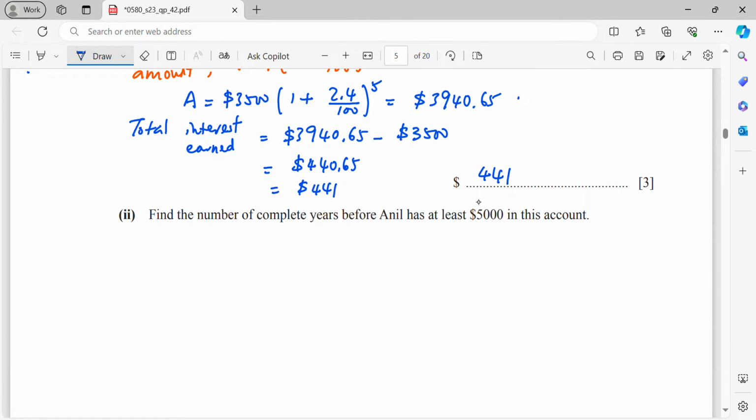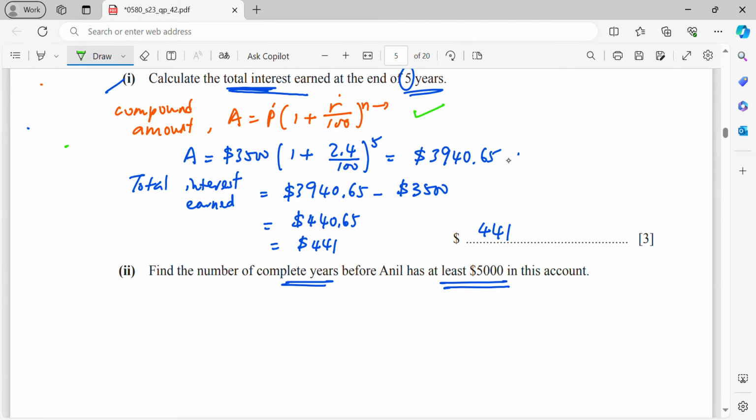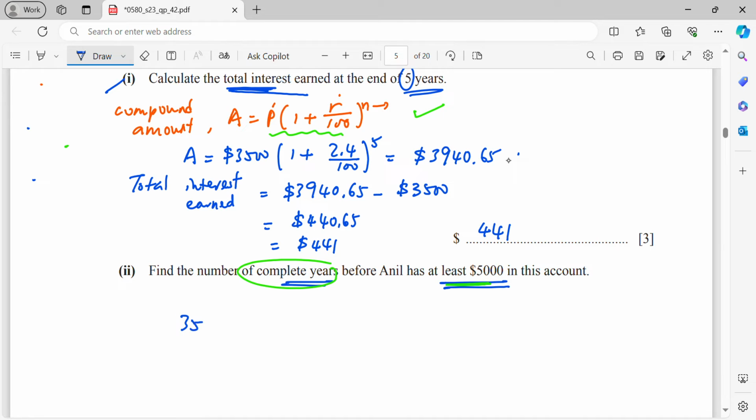Okay, now part 2. Find the number of complete years before Anil has at least 5,000 in this account. So now use the same formula. This will be the amount after n years. And now you need to find out how many complete years. At least 5,000 in the account means I will write 3,500 times (1 plus 2.4 over 100) to the power n. At least means greater than or equal to 5,000.